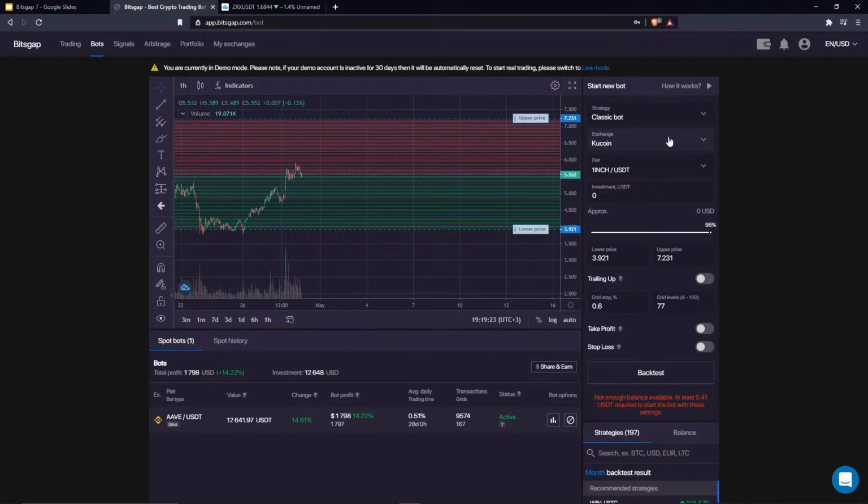It's just that each exchange has its unique rules. For example, the minimum trade size can be $10 on Binance. In the case of KuCoin, I don't really remember, but it can be that the minimum trade size per grid can be, let's say, $5.